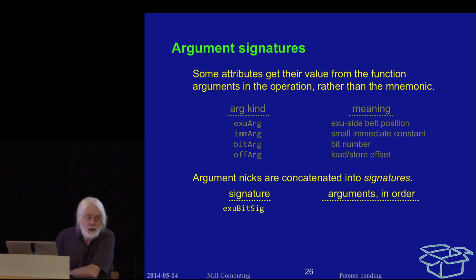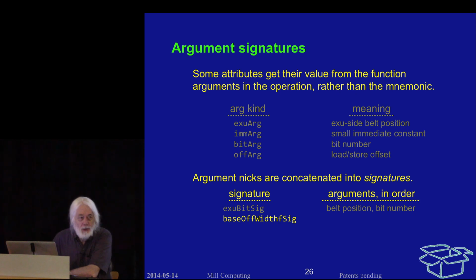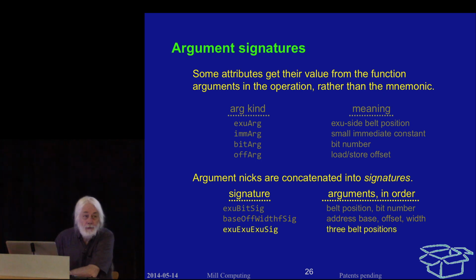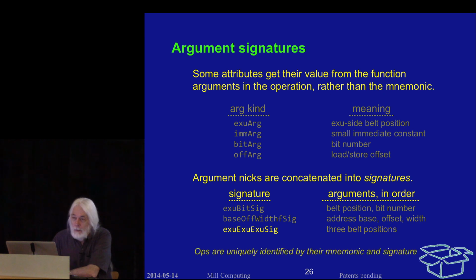So if the signature is XU bit sig, this means that the operation is going to take a belt position and a bit number. A typical use of such a thing is the set, reset, test, and flip bit operations, which say a belt position to say what value we are testing a bit in, and a bit number to test. So this is a typical signature for that category of operations. This big thing is typical of a load and store operation. It's an address space, an offset, and a width. XU sig, surprise, 3 belt numbers. The operation set is uniquely defined by the combination of the mnemonics and the argument signatures.